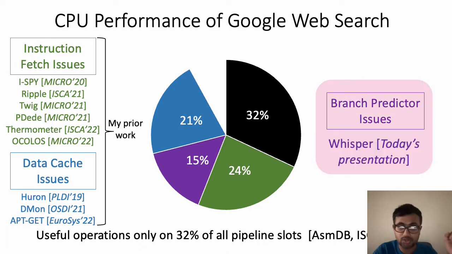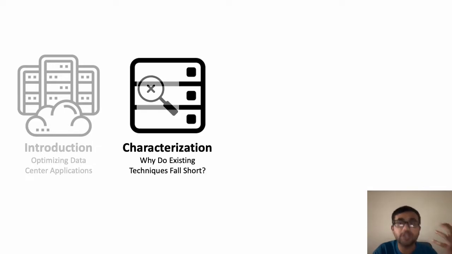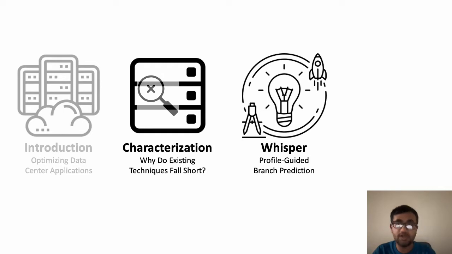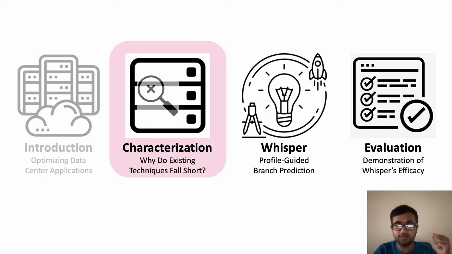branch predictor issues. First, I will investigate why the state-of-the-art branch prediction techniques don't overcome these mispredictions for data center applications. Based on our investigation's insights, I will present Whisper, our profile-guided technique to eliminate these mispredictions. Finally, I will show Whisper's evaluation. Let me start with the investigation.